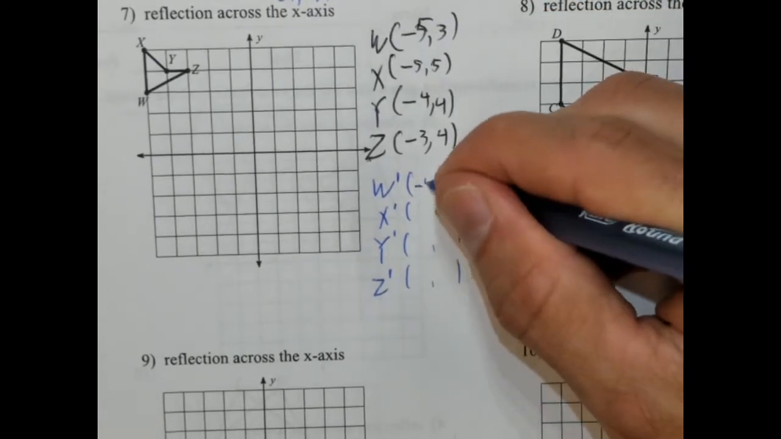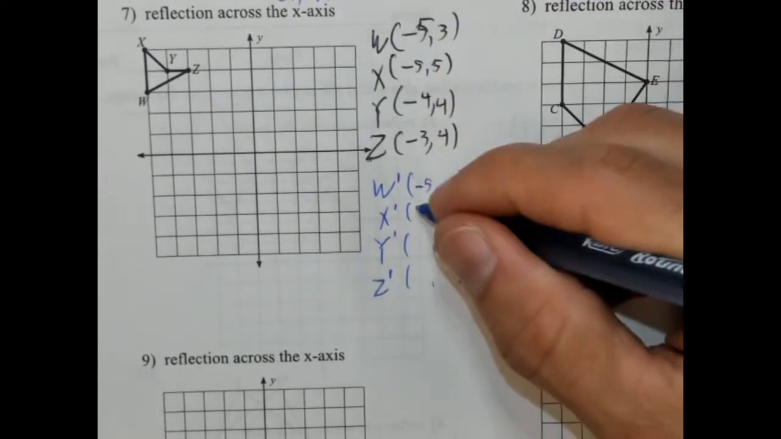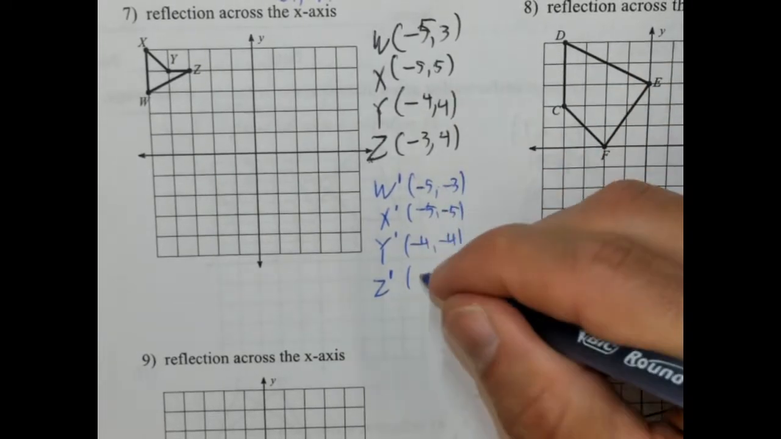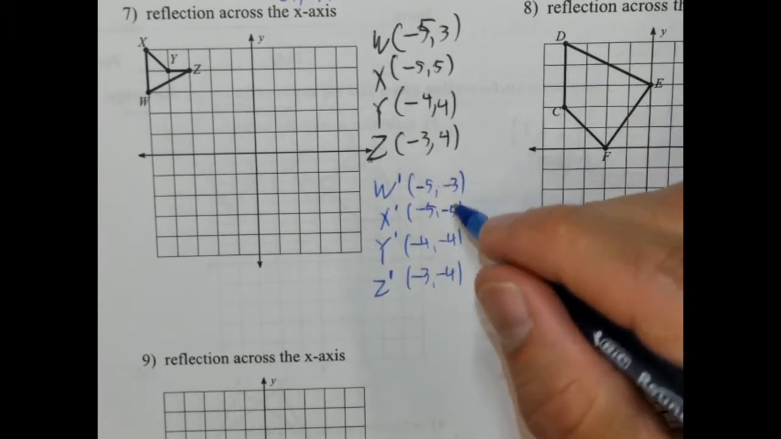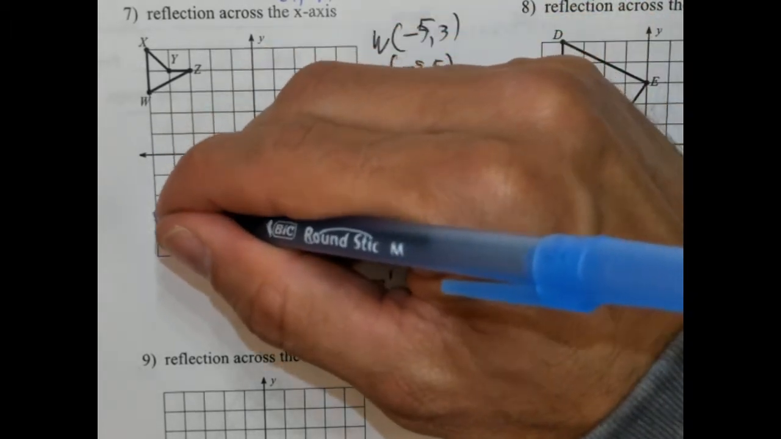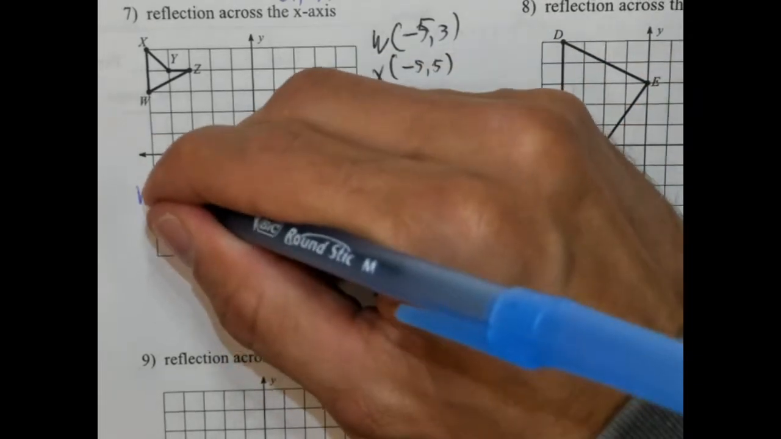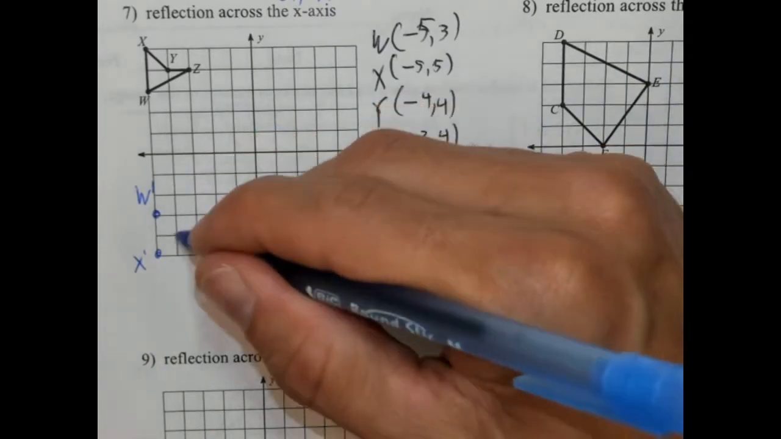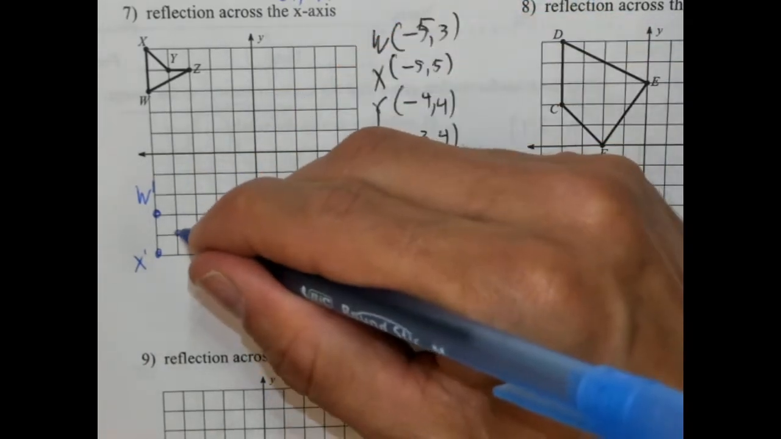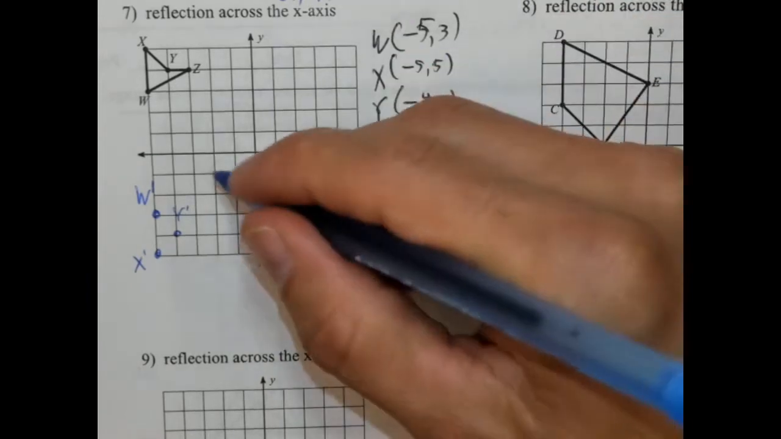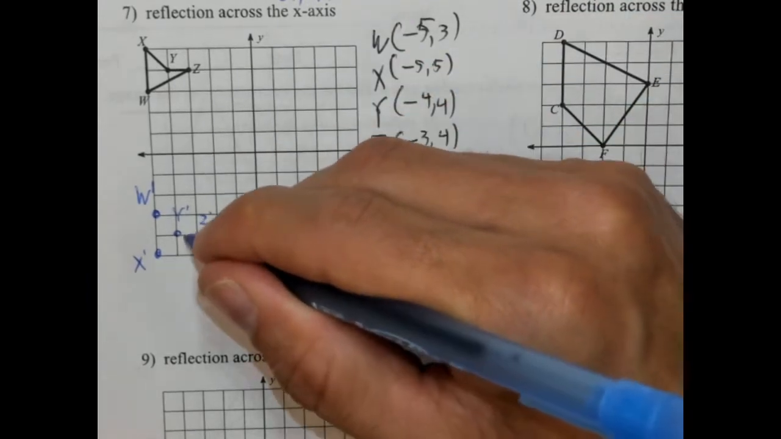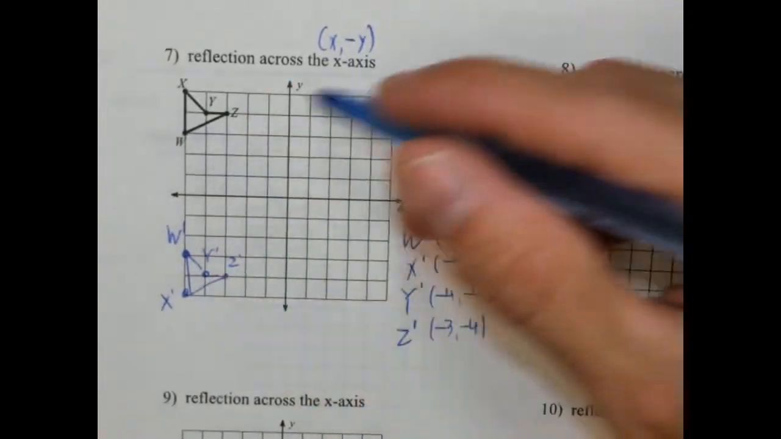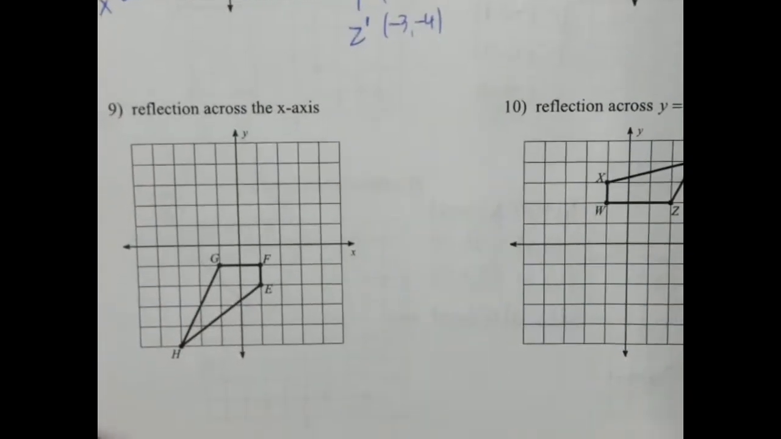So negative 5, negative 3, negative 5, negative 5, negative 4, negative 4, and negative 3, negative 4. Okay, so let's go ahead and graph those. So negative 5, negative 3, and that's going to be w prime. Negative 5 is x prime. Negative 4 is going to be y prime. And negative 3, negative 4 is z prime. Yep, and it creates a reflection. Excellent. Okay, reflection across the x-axis.